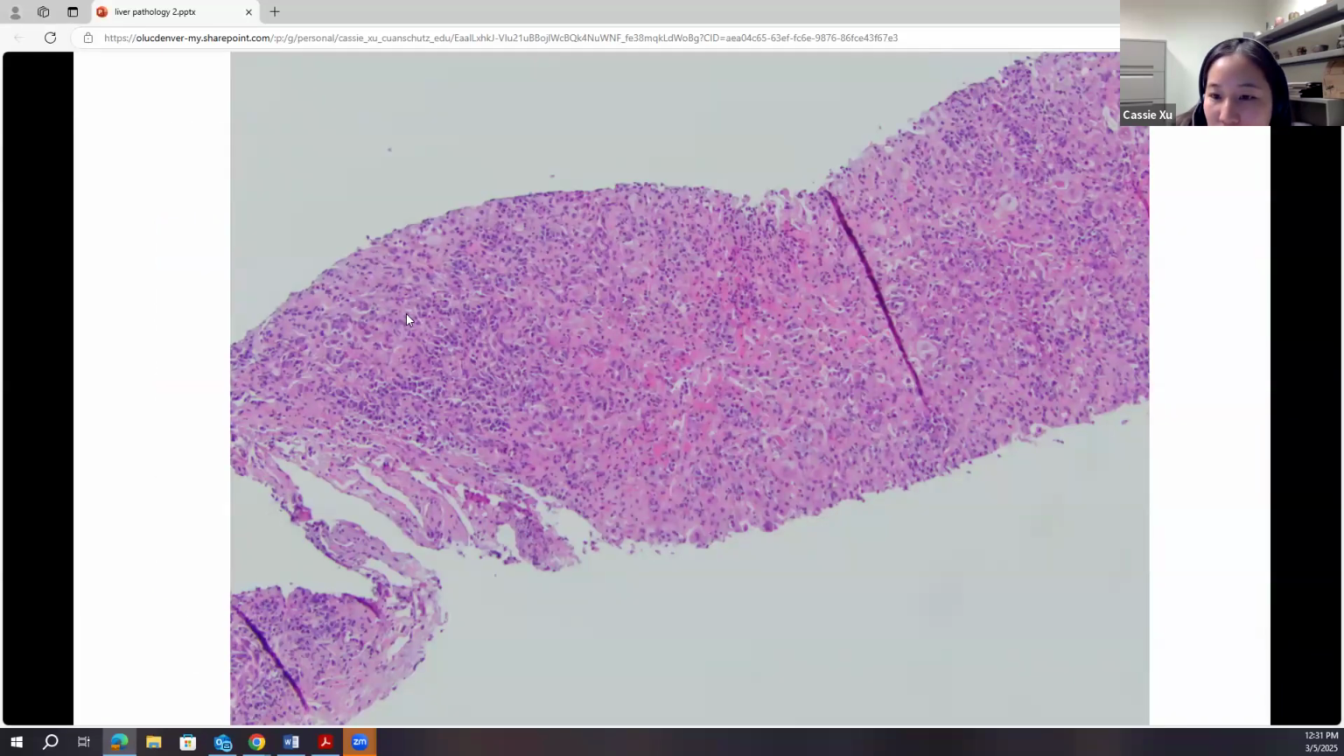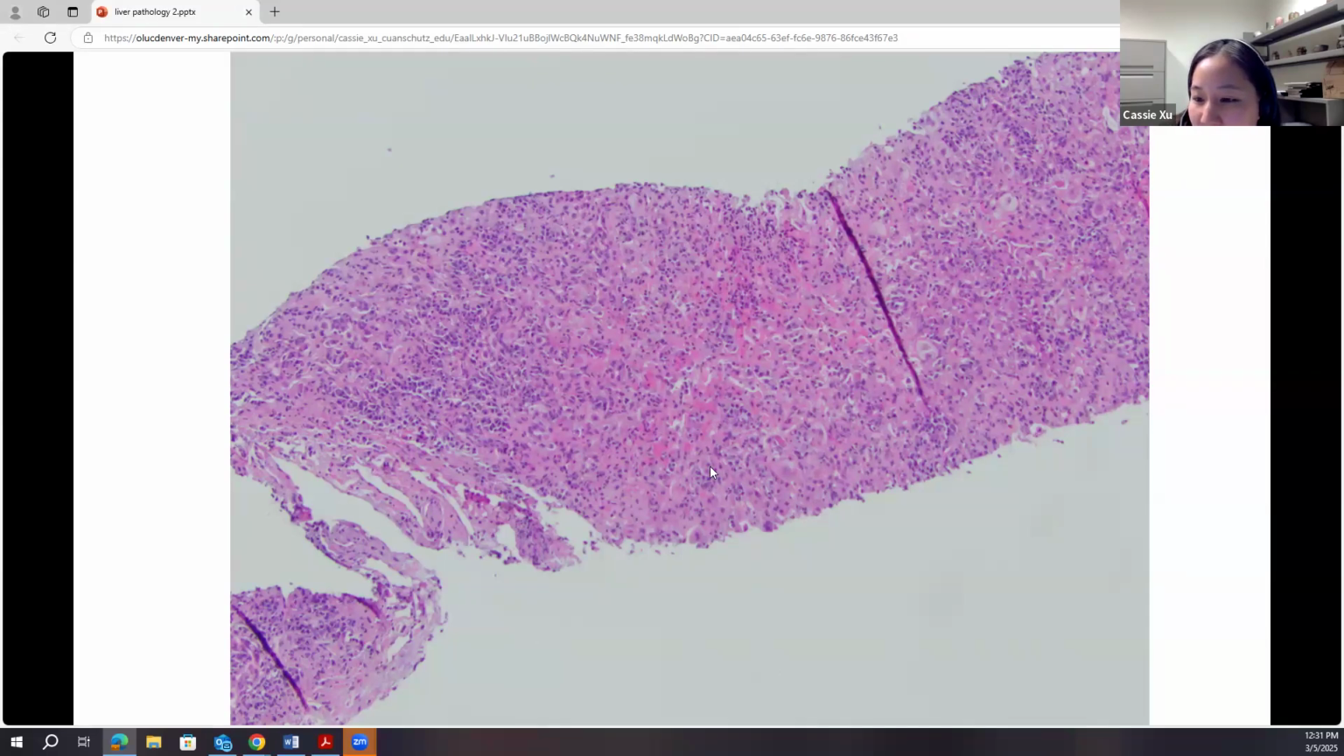So this is another case of autoimmune hepatitis. You can see there's a lot of plasma cells. It's plasma cell-rich lobular inflammation that's scattered throughout the hepatic lobule. It's kind of hard to visualize the portal tract. I think this might be one here, but you can see there's necrosis of the hepatocytes here.